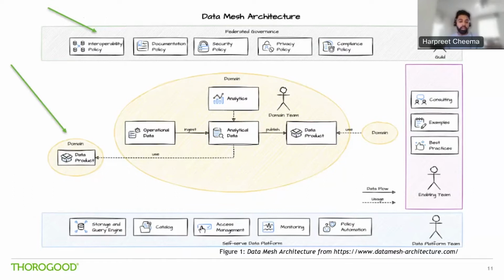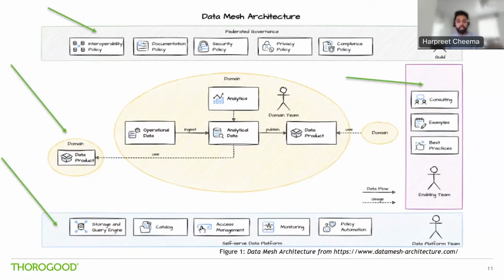I think the next will be the self-serve data platform. So once you have federated governance and you have your domain and your domain product, we have the self-serve data platform. This is where teams can go in, they can go to the catalog and they can see which data is available. They can query the data. They can go in and have some monitoring. And this is where the infrastructure is set up for using the data.